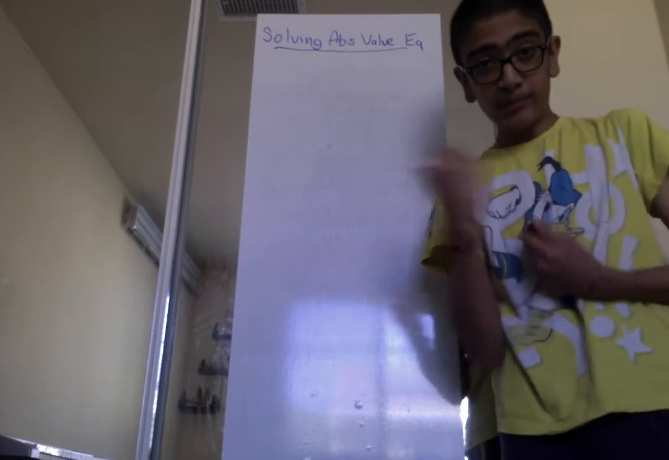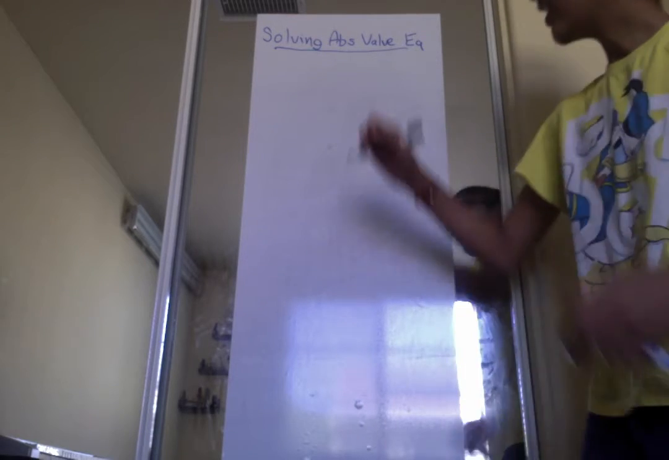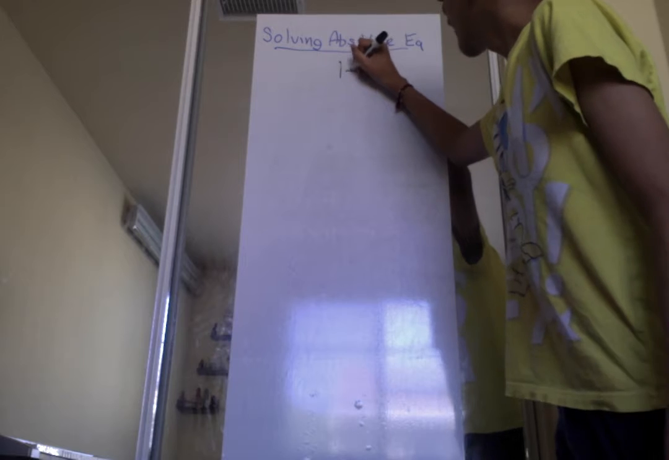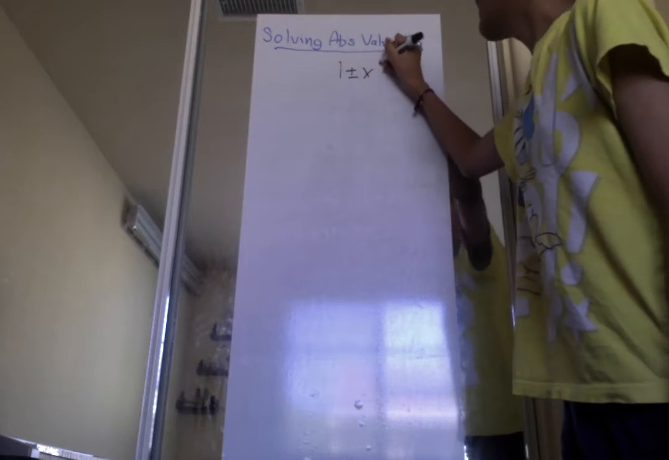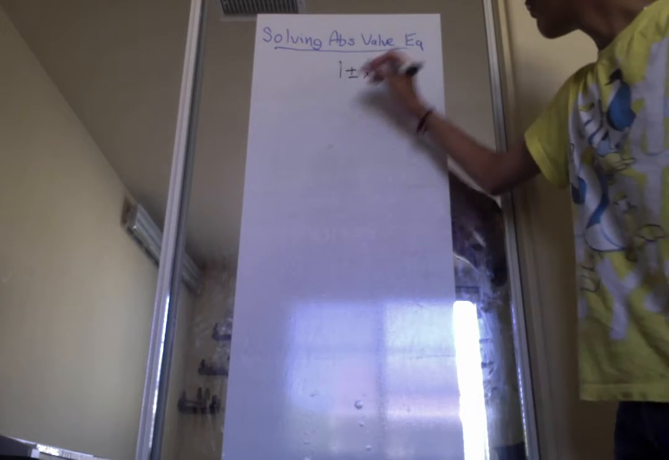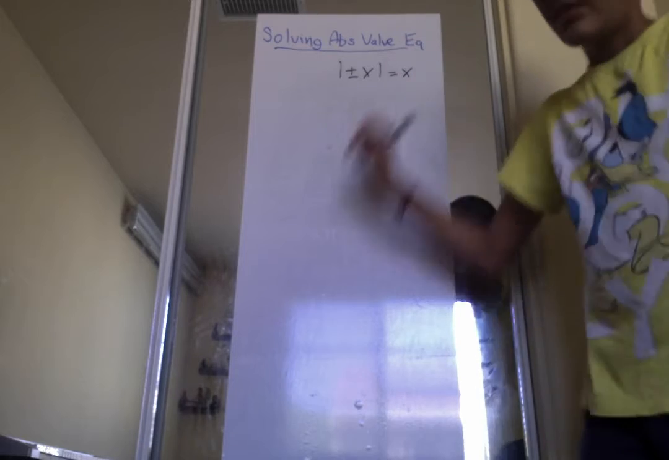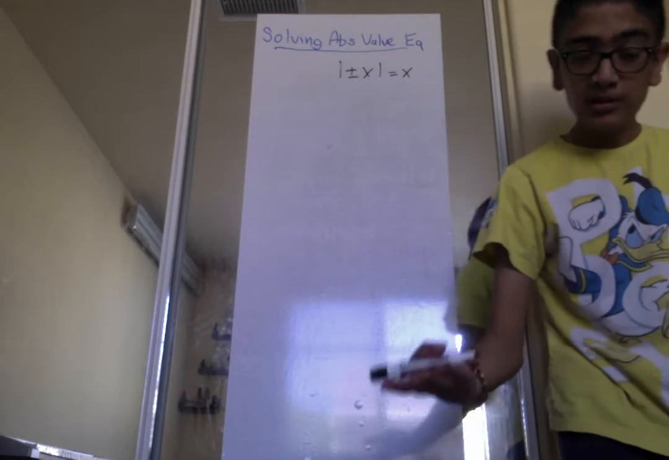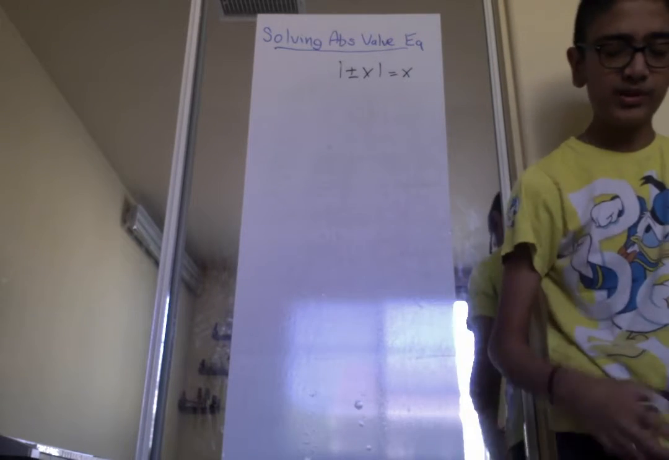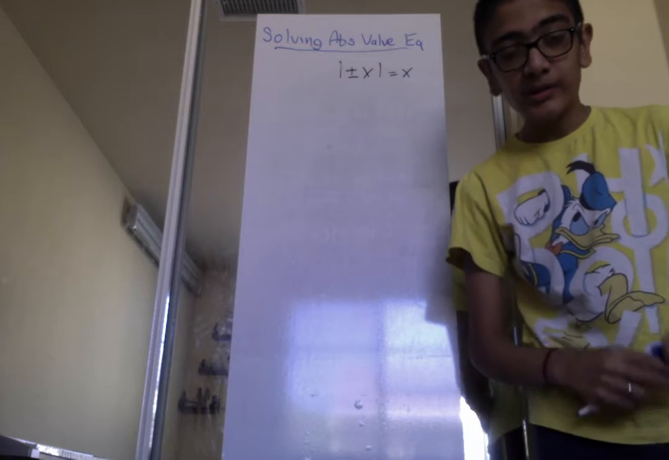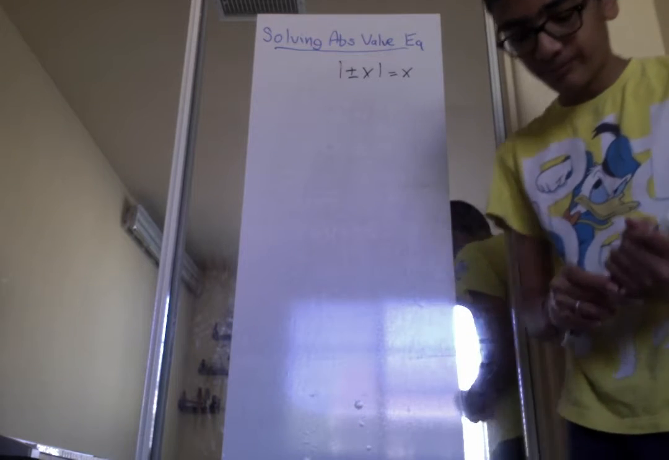So, what is an absolute value? Well, a brief overview: the absolute value of plus or minus x would equal x. So the absolute value of negative 2 would equal 2. The absolute value of 2 would equal 2. So let's try some equations with absolute values in them.